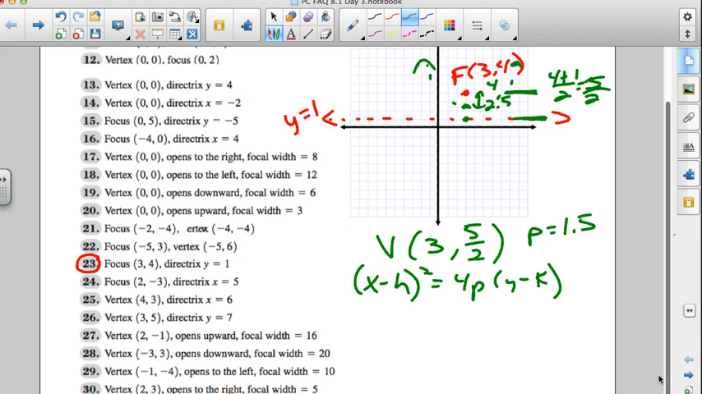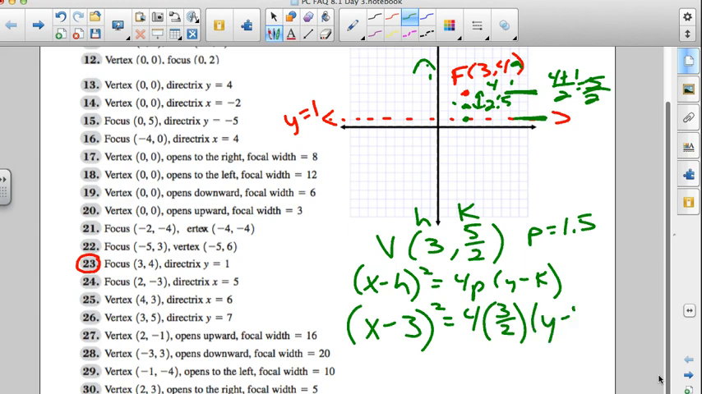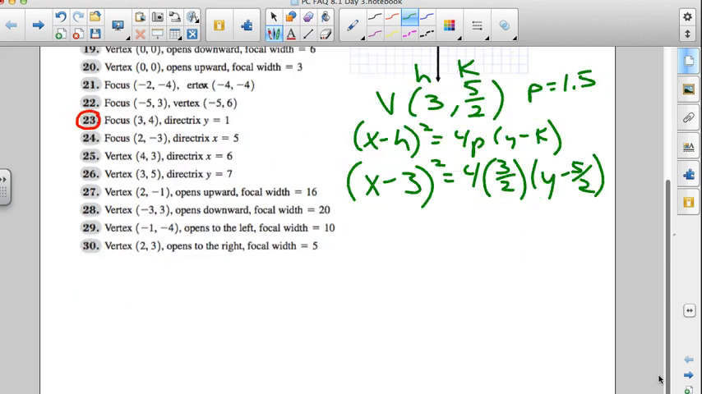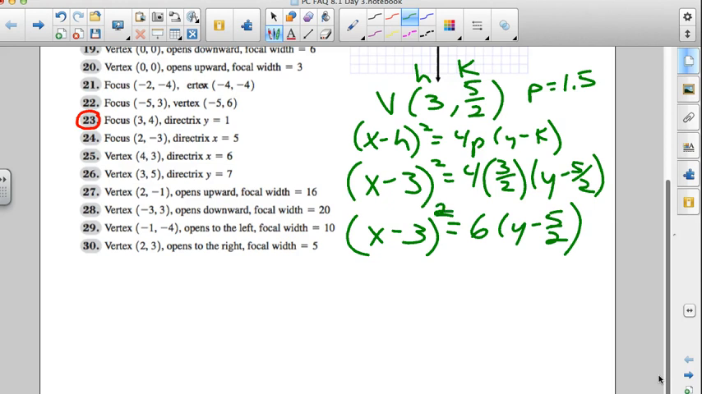So now we go to work. x minus h, reminder that h and k are the vertex, so x minus 3 squared equals 4 times, our p-value was 1.5 or 3 halves as a fraction. And then y minus our k value, which is 5 halves. And now we'll just clean it up a little bit. x minus 3, the quantity squared, equals 4 times 3 halves will give us 6 times the quantity y minus 5 halves. And that looks as an equation for an up-opening parabola should look.